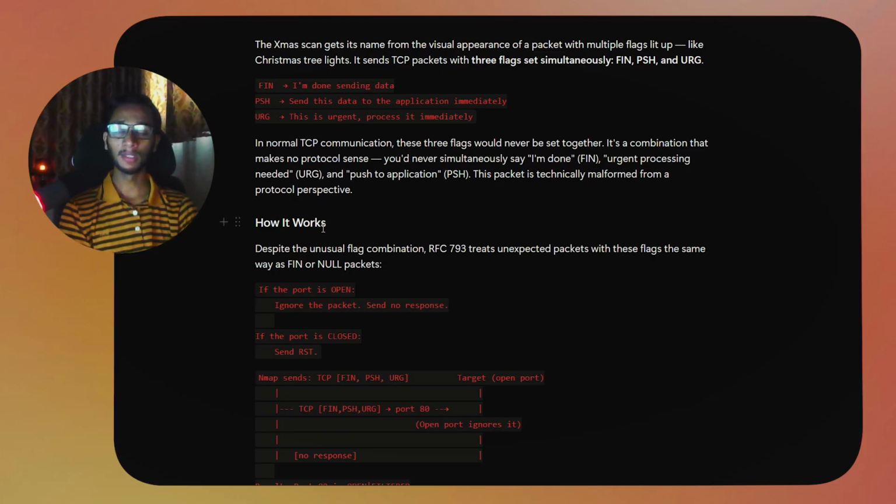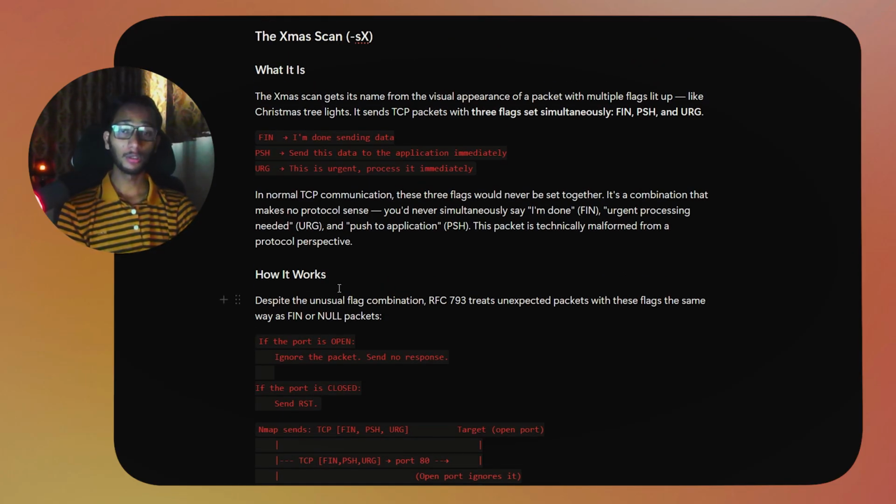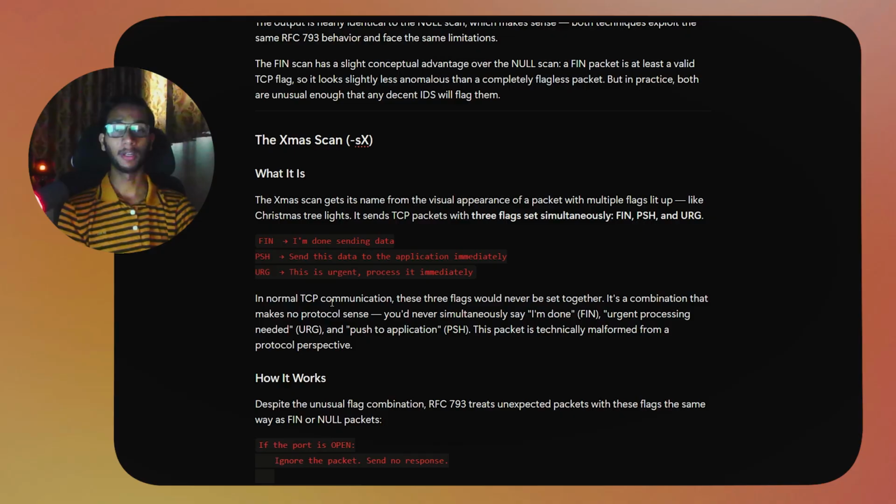So again, when you do this type of scan, you will see the result is very identical to the NULL scan and the FIN scan. If the port is open, it will drop the packet, ignore it, and send you no response. And from that you can find out that yeah, the port is open. And if the port is closed, you will get the RST packet, and from that Nmap can report that the port is closed. So I hope you get a very broad idea of these three scans. It is not very important to get into very detail.